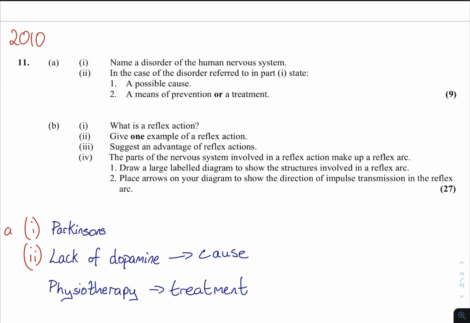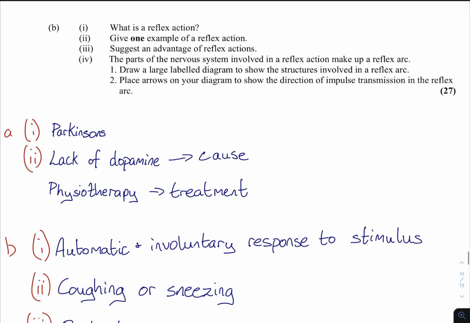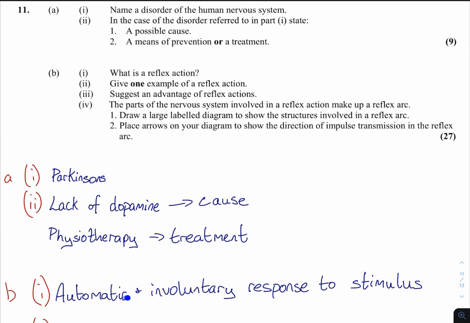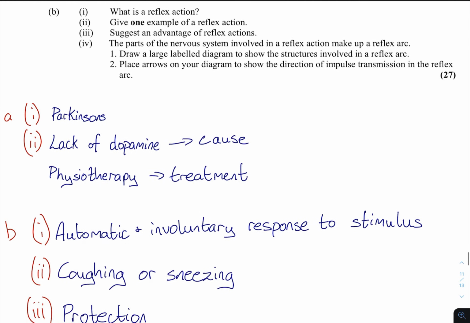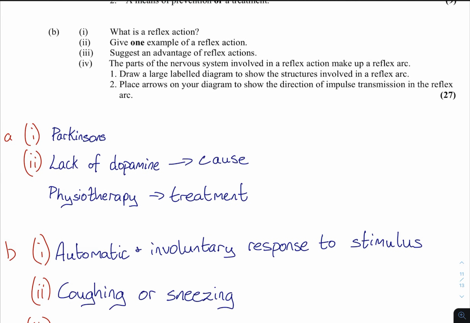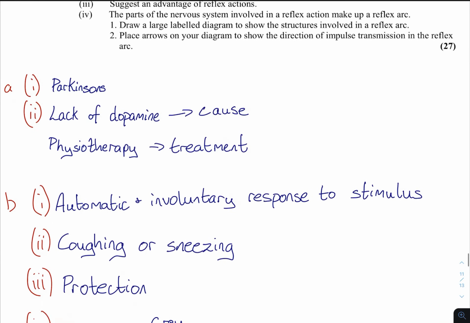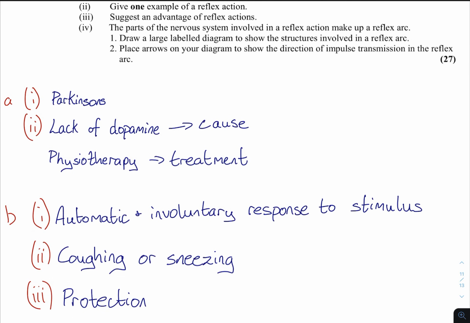I wanted to focus in here on the reflex action, as I said we would do again. So what is a reflex action? As I said, it is an automatic or involuntary response to a stimulus. But please, can we say a response to a stimulus in your answers? Otherwise you may not get the marks. Give an example of it. Coughing, sneezing is an example of reflex action. We've seen those two already. But part 3 you haven't. An advantage of it is for protection. So why do we have reflex actions? Protection.